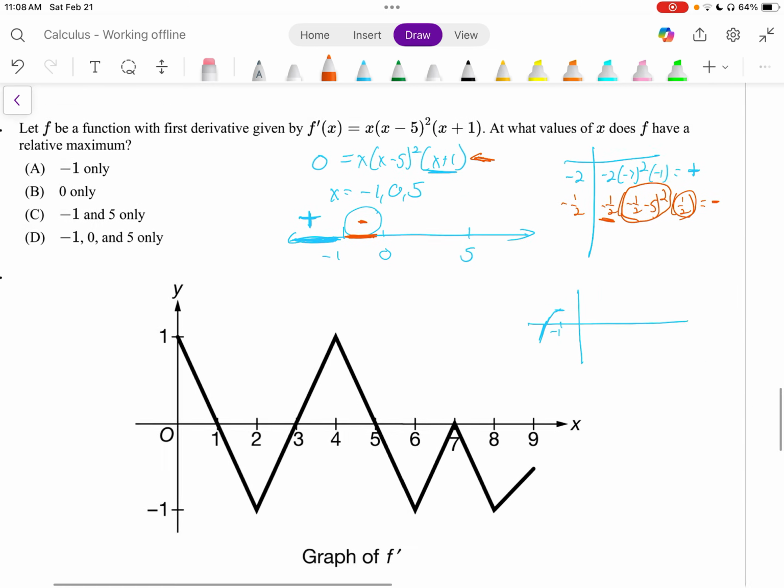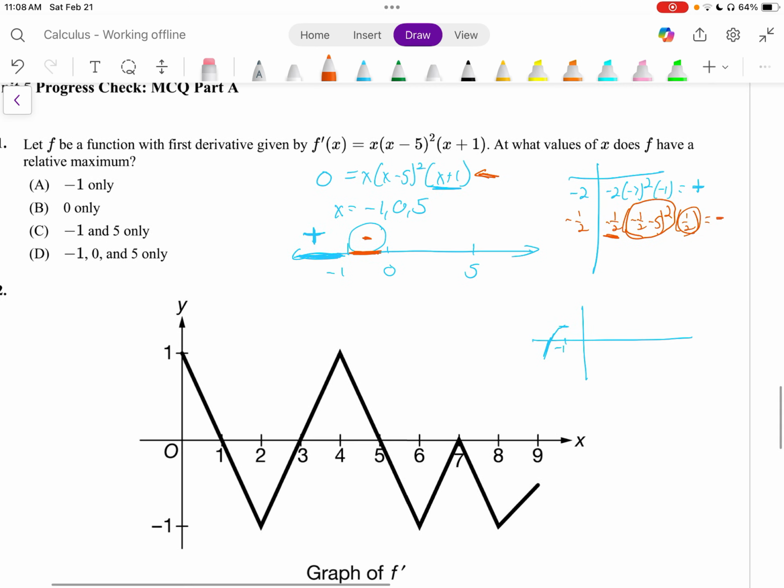From 0 to 5, let's just pick 2. Let's put a 2 into our derivative, which would be 2 times -3 squared times 3. That's going to be positive. And let's throw in something like 10. Again, we only need signs here. So throwing in 10, we have a 10, which is positive, times 10 minus 5, which is positive, squared is still positive, and 10 plus 1 is 11, which is positive. So this is also positive.